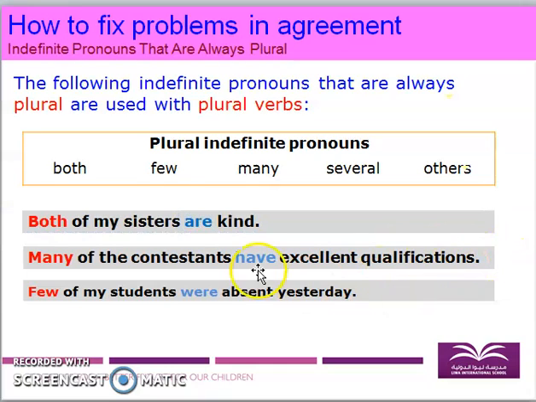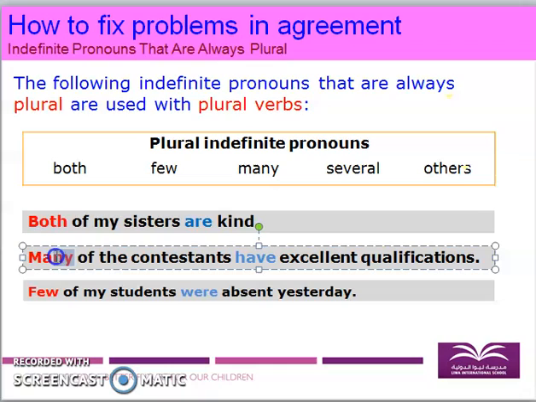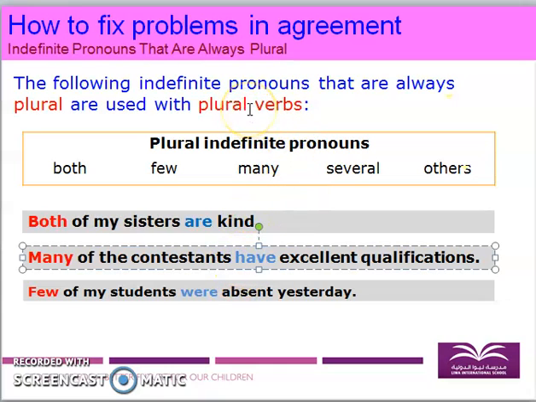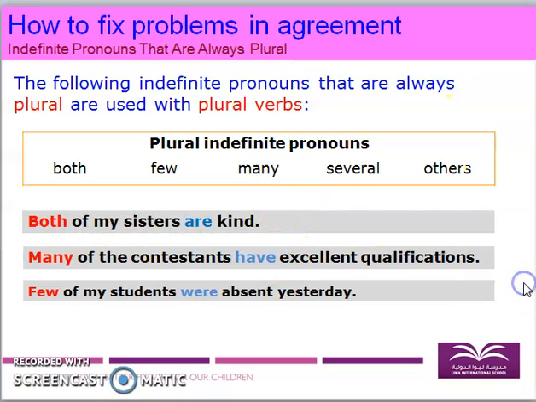Next, many of the contestants have excellent qualifications. Again, identify the subject: many. And many is a plural indefinite pronoun. So we will use the plural verb, have.